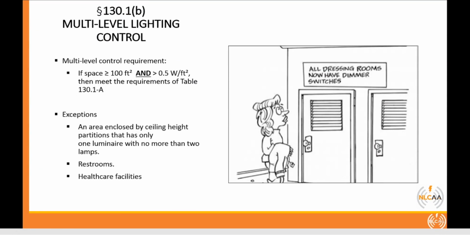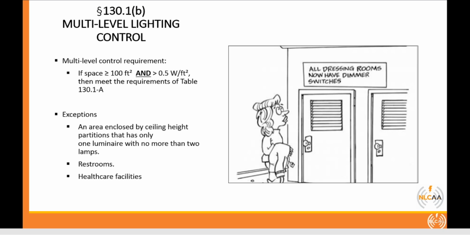All right, so 130.1(b), second requirement here, multi-level lighting control. So when I think about multi-level lighting control, I am thinking about dimming. Do I need to make my lights dimmable? At least up to this point, that's the question. So how do I know?